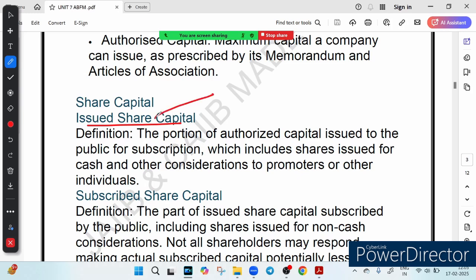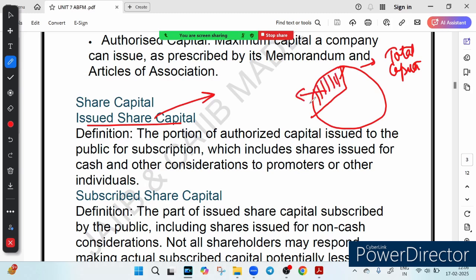Issued share capital is the portion of the company's total capital that is actually offered to investors. So suppose this is the company's total capital, and there is a portion of it, suppose this portion which I have highlighted by this dash color. This portion of it is offered to investors. The portion of the shares which is offered to investors is what is called issued share capital.